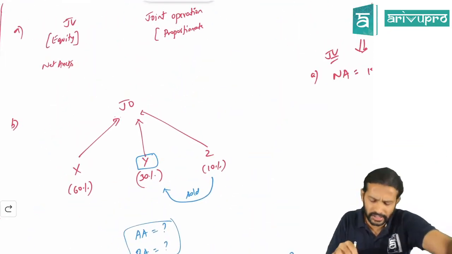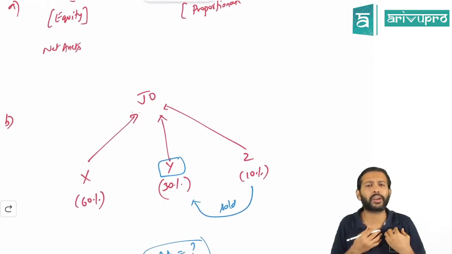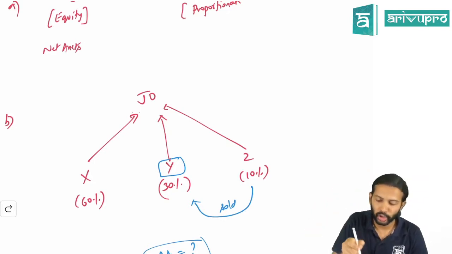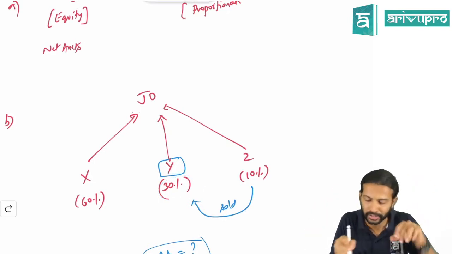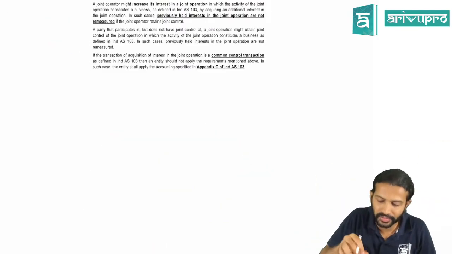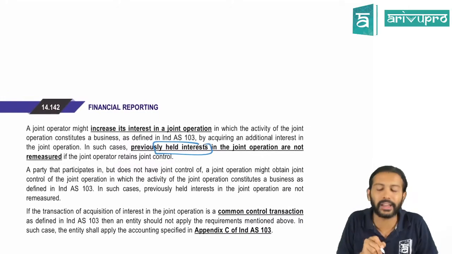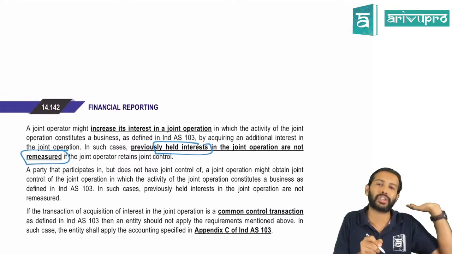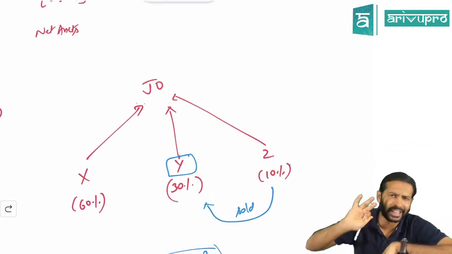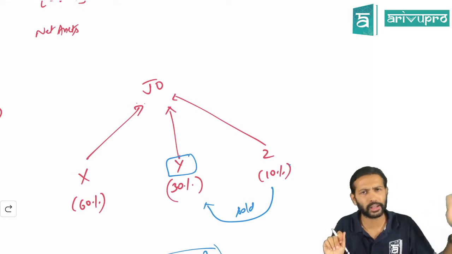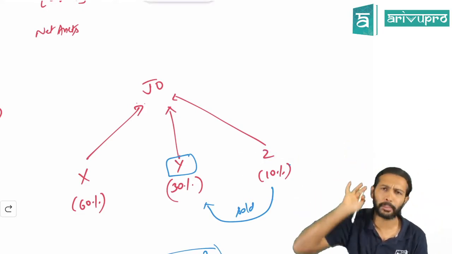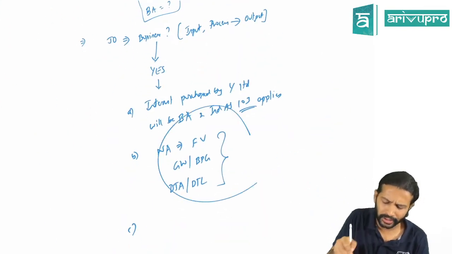The standard gives a guidance that the existing 30% which Y Limited already has need not be remeasured. This is not a step acquisition. You don't have to think, earlier we had 10%, 30%, now we acquired another 10%, so we'll make it a step acquisition. No. The standard clearly gives us guidance that the previously held interest need not be remeasured. You don't have to do anything about the previous 30% stake which Y Limited already has in Geo. No remeasurement for that is required. Only for this 10%, you apply the business combination concept, recognize goodwill or bargain purchase gain, and do it.